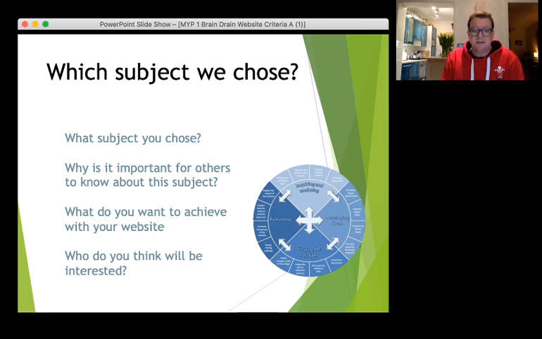Also, what do you want to achieve with your website? Do you want to just tell people about the subject? Or, like my previous example, do you want to attract people to your club or something? Also, who do you think will be interested? Are you going to make this for people who are younger than you? Are you going to make it for people just like you who also like the subject? Try and think of that as well.